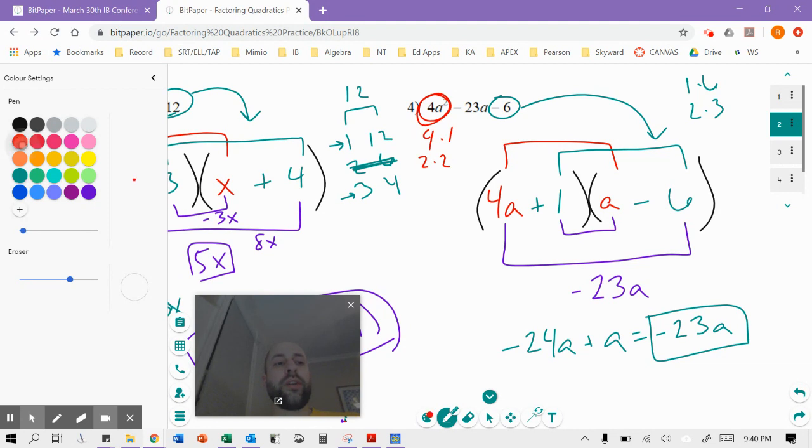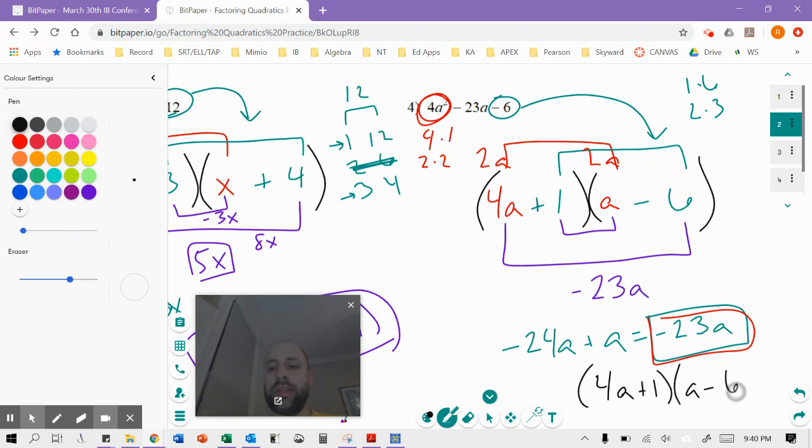If you had started with 2a and 2a, you might have gone through a little bit longer process of checking all of those. Whereas again, I just kind of guessed 4a and a, and then started with 1 and -6, and that was it. Again, that was just kind of a lucky guess because I was unintentionally trying to show a little bit longer process, but there we go. There's our final answer, right? So 4a plus 1 and a minus 6.